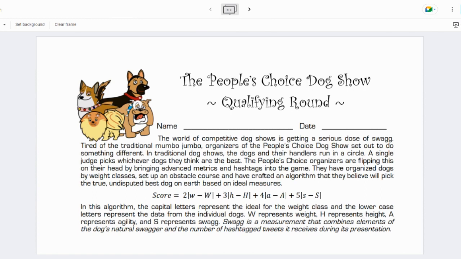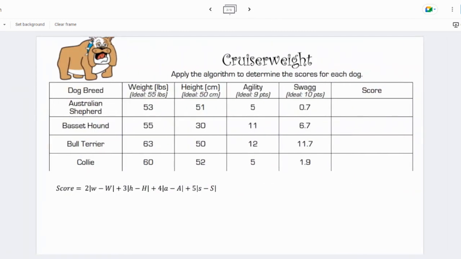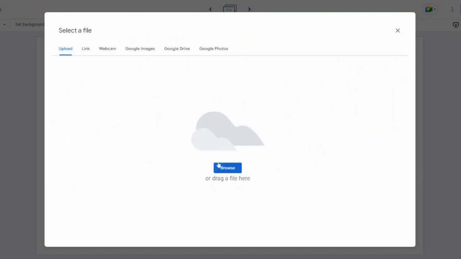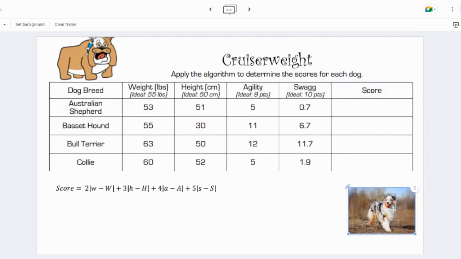Swag is a measurement that combines elements of the dog's natural swagger and the number of hashtag tweets it receives during its presentation. So let's go ahead and take a look at the first dog. We're going to do the Australian Shepherd. There he is right there. So what we're going to do is we're going to go ahead and fill out, solve this equation.